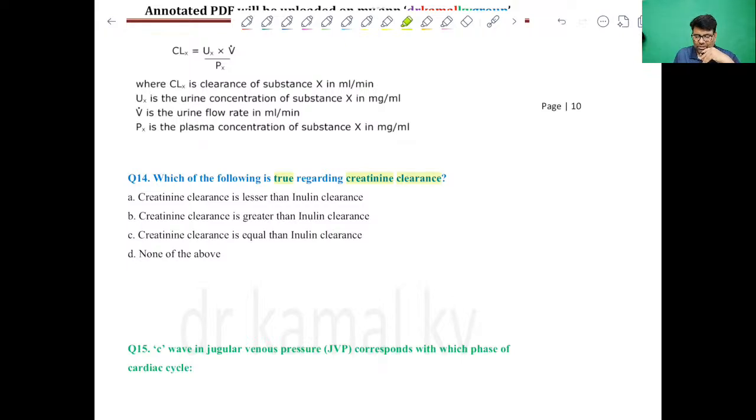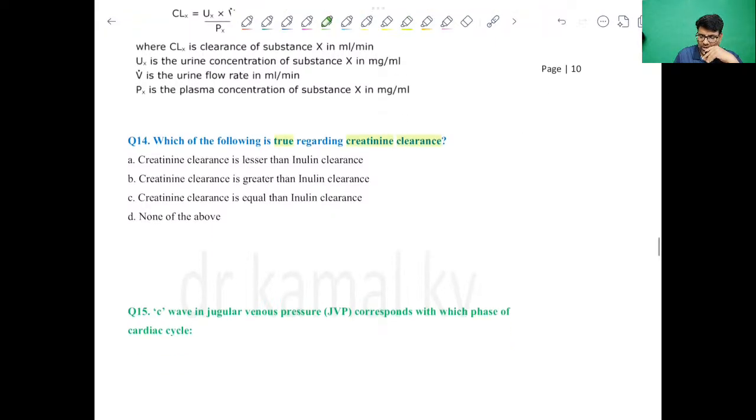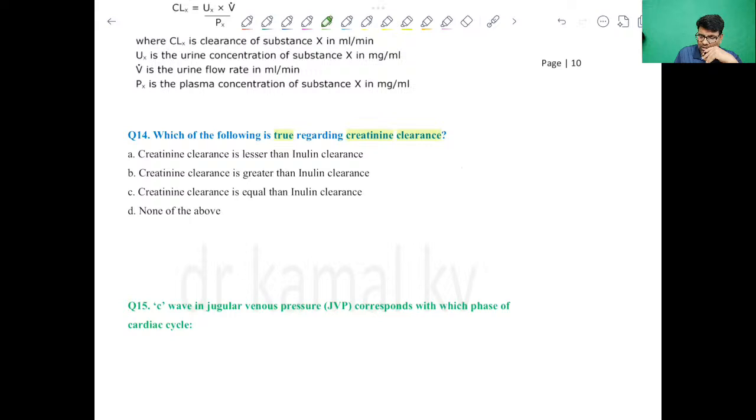Out of the 4 options, which option is true regarding creatinine clearance? Now here we are comparing creatinine with inulin, right? So if we write creatinine on one side, and on the other side inulin. Now please remember this is inulin and don't mix it up with insulin. So it is not insulin.